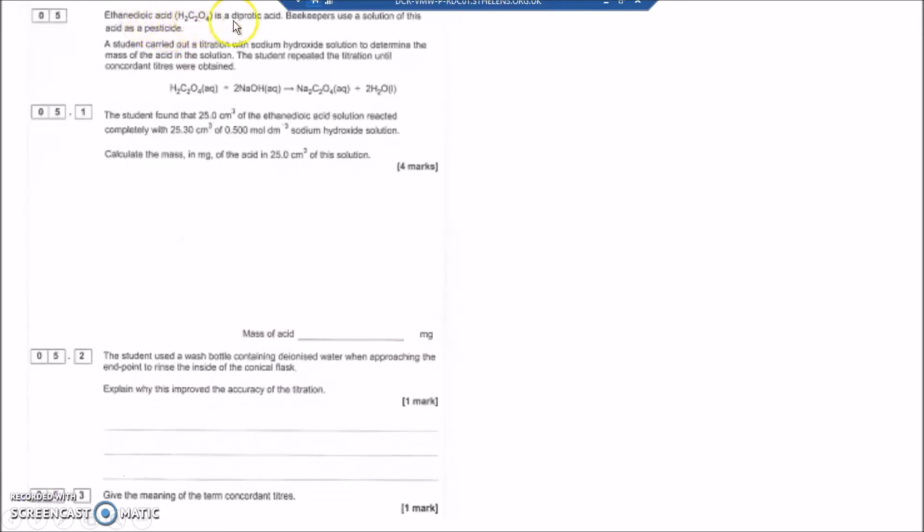Ethane dioic acid is a diprotic acid. That means that 1 mole of acid reacts with 2 moles of sodium hydroxide. Sodium hydroxide is a base or an alkali. So with a diprotic acid, you only need 1 mole of acid to react with 2 moles of the hydroxide. Anyway, we've done a titration, so we've added acid to the base or the alkali, and we've measured volumes, we've got some known concentrations, we can do some calculations.